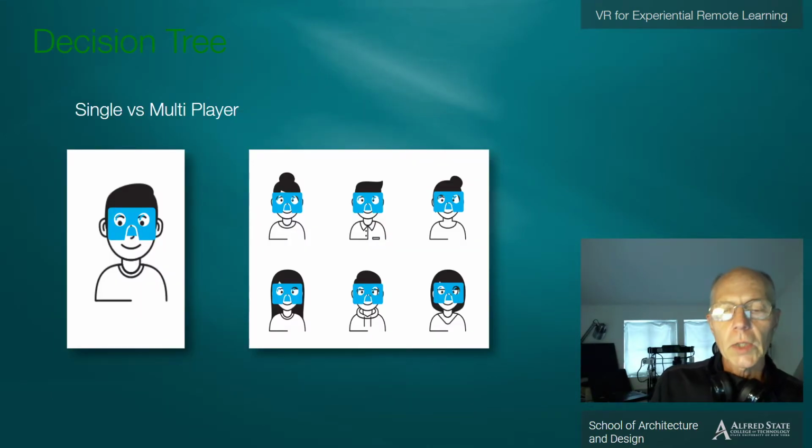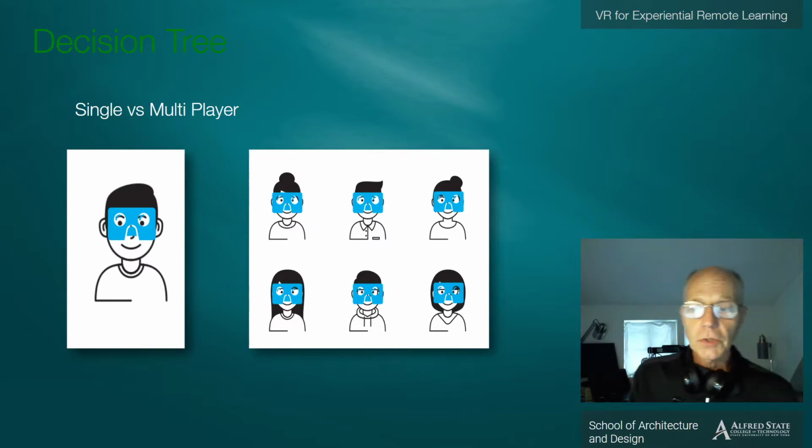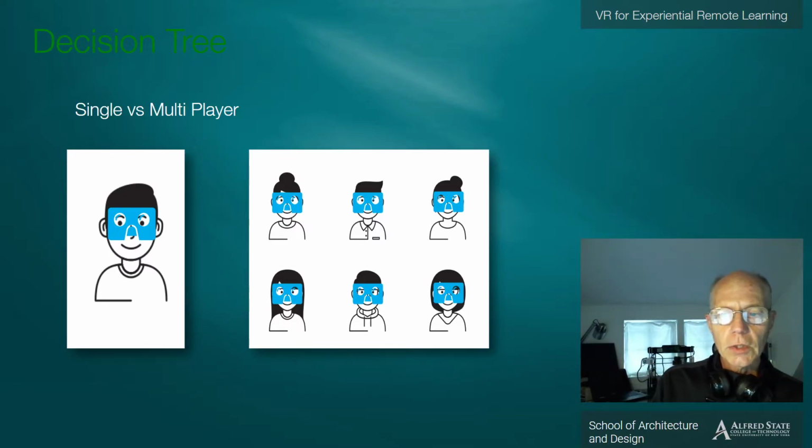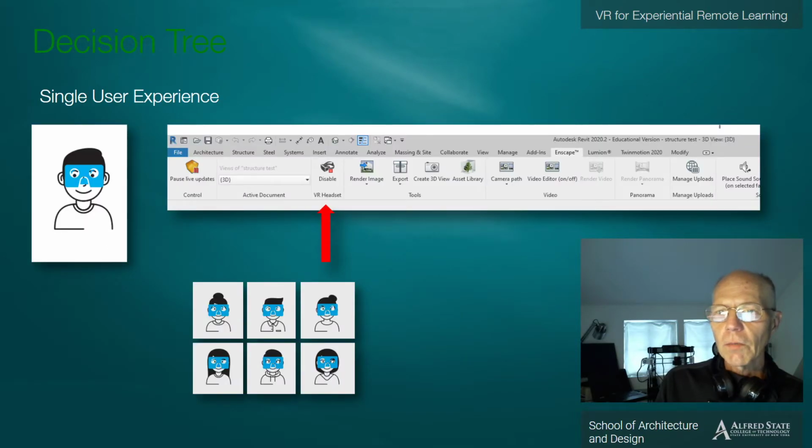For anyone thinking about classroom VR, one of the early branches of our decision tree is whether it's a single or multi-user type of experience. For remote learning, being in the same virtual place at the same time may be critical. Great software is currently available and free to educational users for the single user experience. With Enscape, you click a button and you have an active VR headset that you can put on immediately.